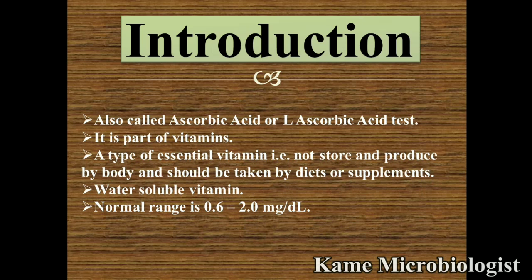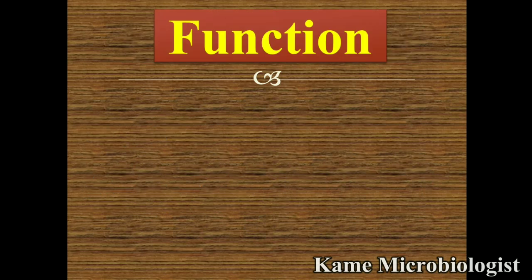Remember one point that's really important: essential vitamins are those vitamins which are really important for the body, and they can be obtained from the diet, as they are not stored or produced by the body. Non-essential vitamins are those which are produced and stored by the body, and they can also be taken from the diet, but sometimes they cannot be taken from the diet as well. Now vitamin C is also a water soluble vitamin. Its normal range is 0.6 to 2.0 milligram per deciliter.